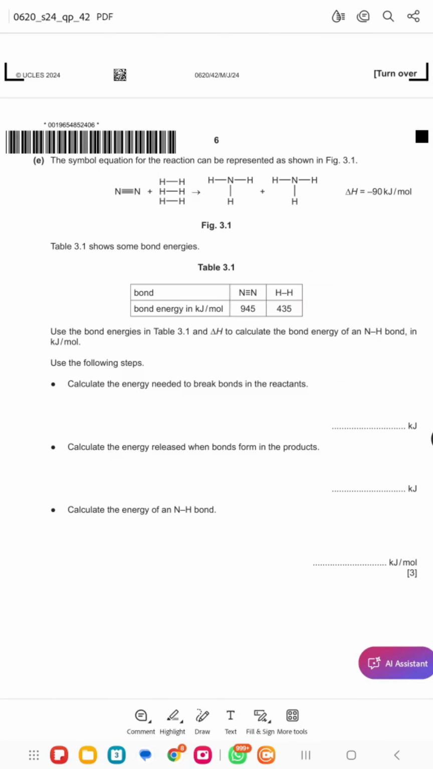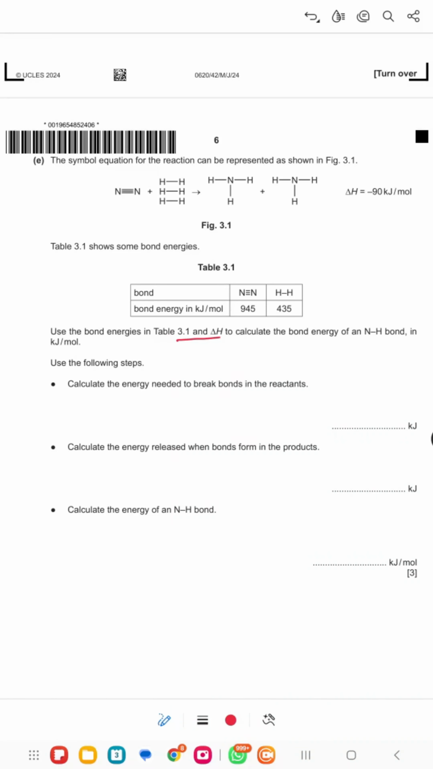So this is a question based on the calculations of bond energy and bond making. We are going to deduce whether the reaction is exothermic or endothermic. So we have to follow the instructions of this question. The symbol equation for the reaction can be represented as shown. So this is the reaction. Bond energies are given for N≡N and H–H. Use the bond energies in table 3.1 and delta H to calculate the bond energy of an N–H bond in kilojoules per mole.